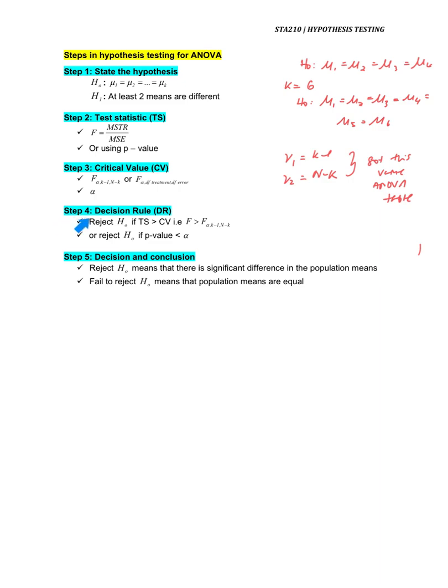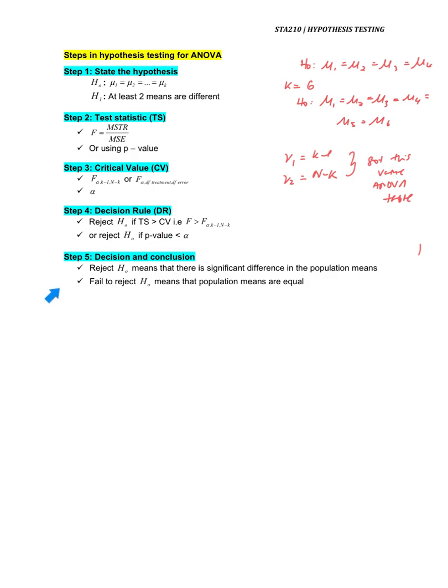Okay, step number 4, what is the decision rule? The decision rule is we reject H naught if the test statistic is greater than the critical value, which is the value of F calculated is greater than F tabulated. Or you can use the p-value approach. We will reject the null hypothesis if the p-value is less than alpha.